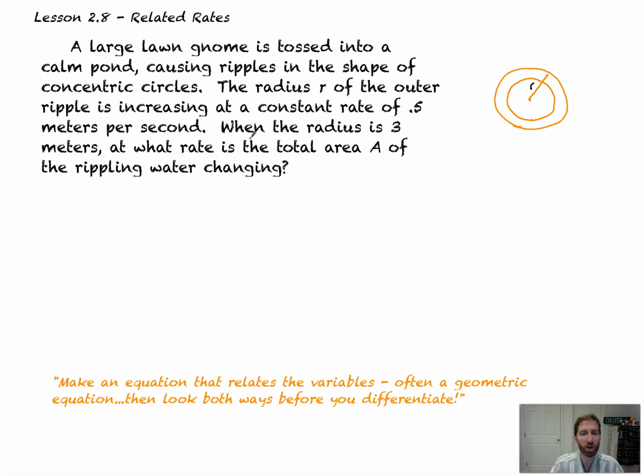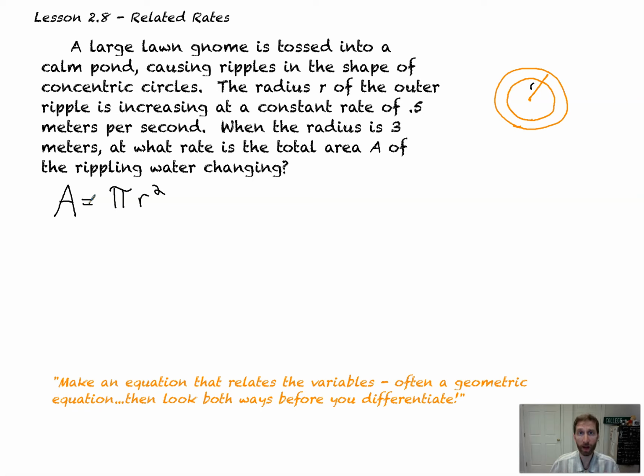So we've got a circle, and we're being asked about the area, and we're being given the radius. So the area of a circle is equal to pi r squared. Okay, well, why is that important? What we're being asked about is, what rate is the area changing? So you need the derivative of this function, but the question is, with respect to what?